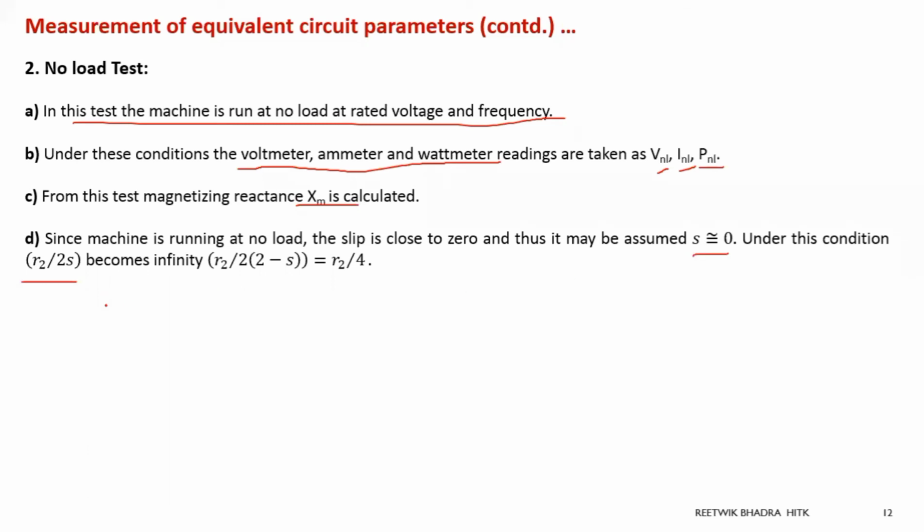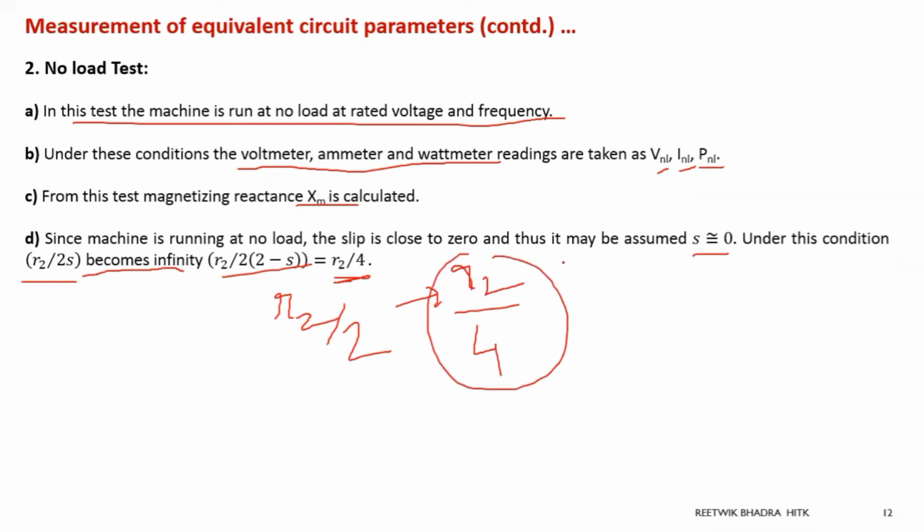So what will happen to R2 by 2s? R2 by 2 into 0, so R2 by 0 gives infinity. It becomes infinity, maximum. And what happens to this one? R2 by 2 into 2 minus s, that is R2 by 4. So this becomes minimum. If s equals 1, this is R2 by 2, and now it becomes R2 by 4. So this value reduces and the other value increases to infinity.